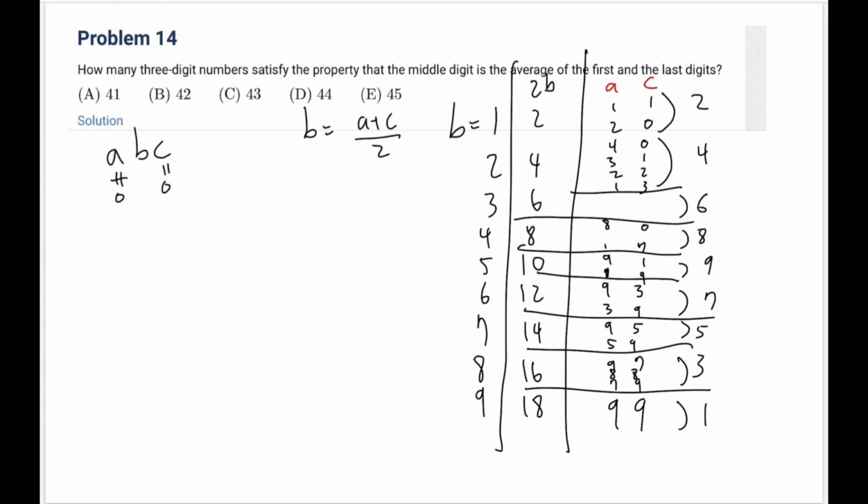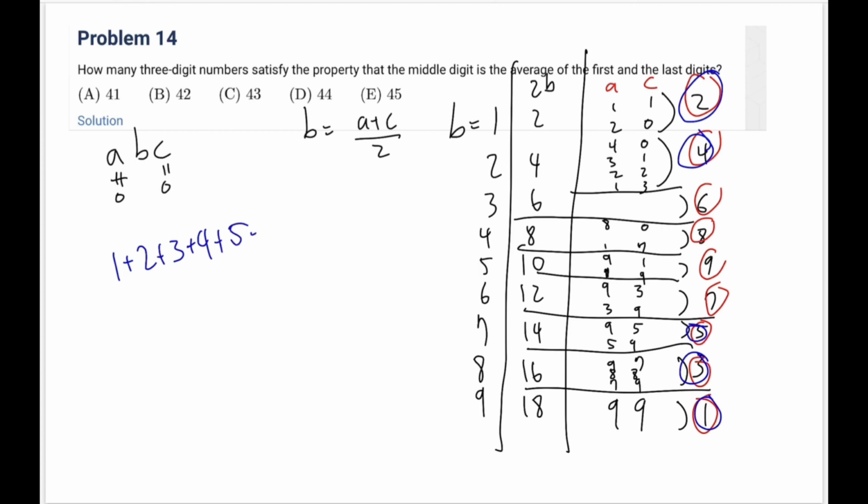So what we have to do is add all these numbers together, right? If you order them, it's basically 1 plus 2 plus 3 plus 4 plus 5 plus 6 plus 7 plus 8 plus 9, right? And then we all know that this is 9 times 10 over 2, which is equal to 45. So the answer is E.